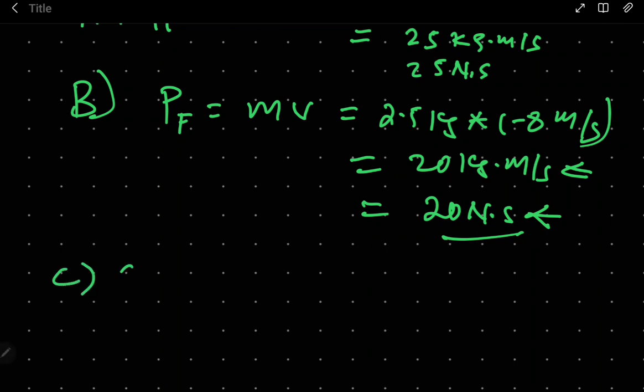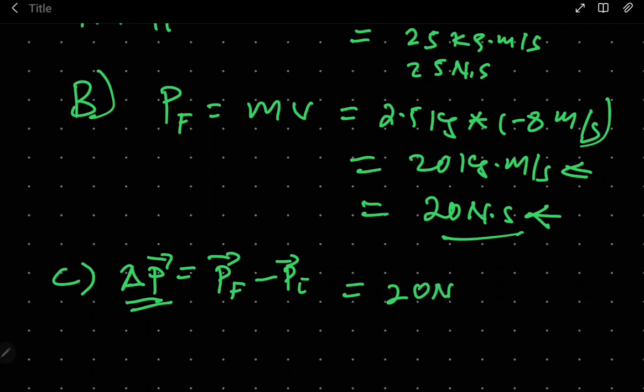So part C is asking you for the change in P. The change in linear momentum is the P final minus the P initial. So here you are doing this subtraction as a vector. So this is equal to how much? P final is negative 20 Newton second, because it's towards the negative x-axis, minus the P initial, which is towards the positive x-axis, 25 Newton second. So the change in P is how much? It is 45 Newton second negative. The change in P is also called impulse.